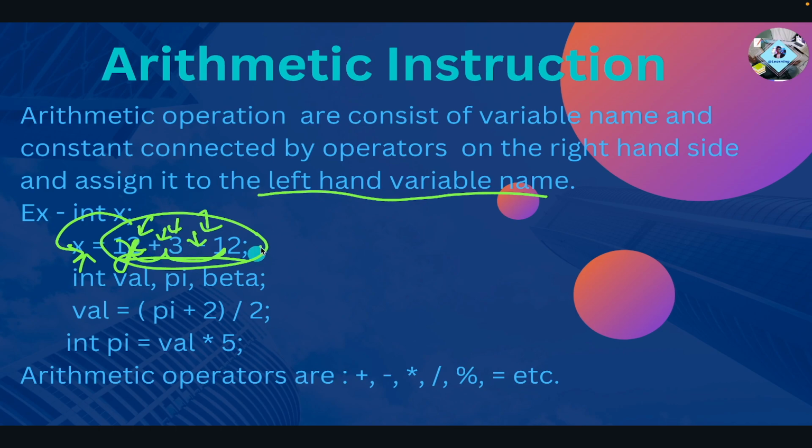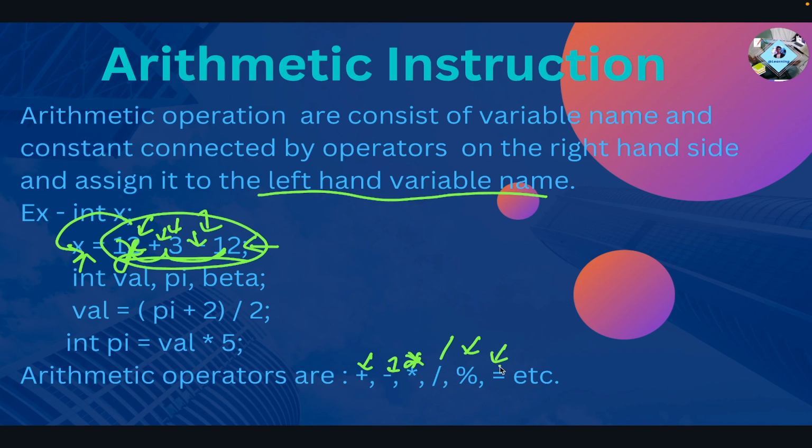So in the right hand side there can be constants or variables, and they should be connected by operators. What are operators? This plus, minus, this star means multiplication, and forward slash means division. And this is the modulo operation. I will discuss this later, no problem.